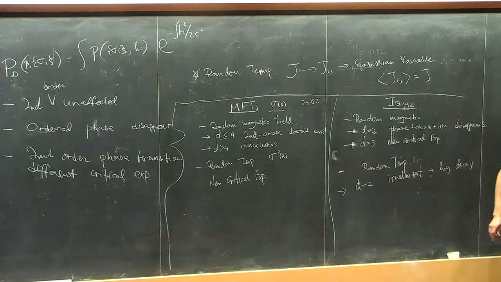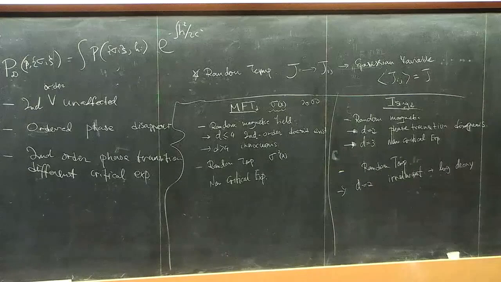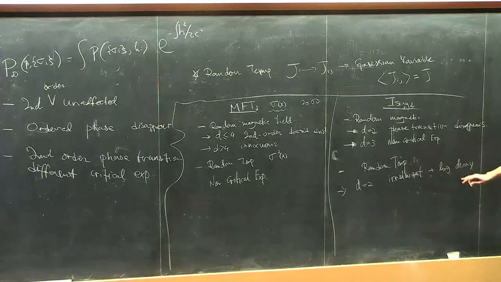Random temperature. Right. That's for random temperature. I might have said something else. Right. So there is a logarithmic decay of these fluctuations in the temperature, effective fluctuations in the temperature.